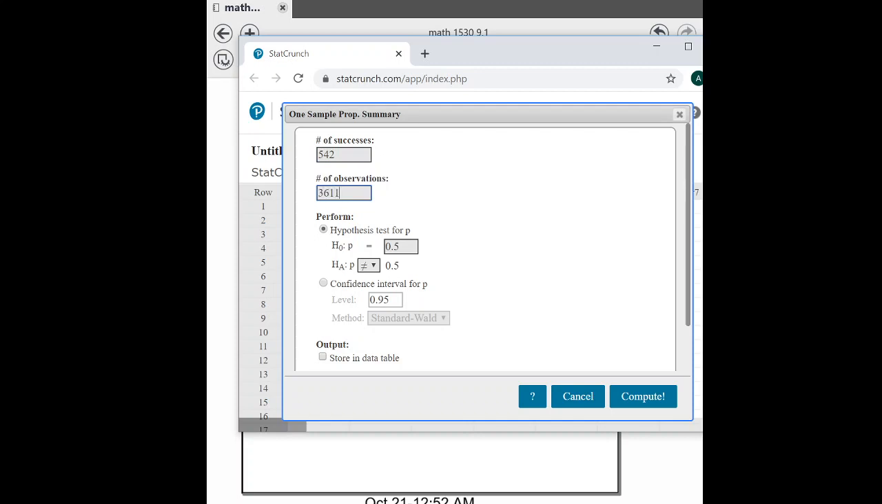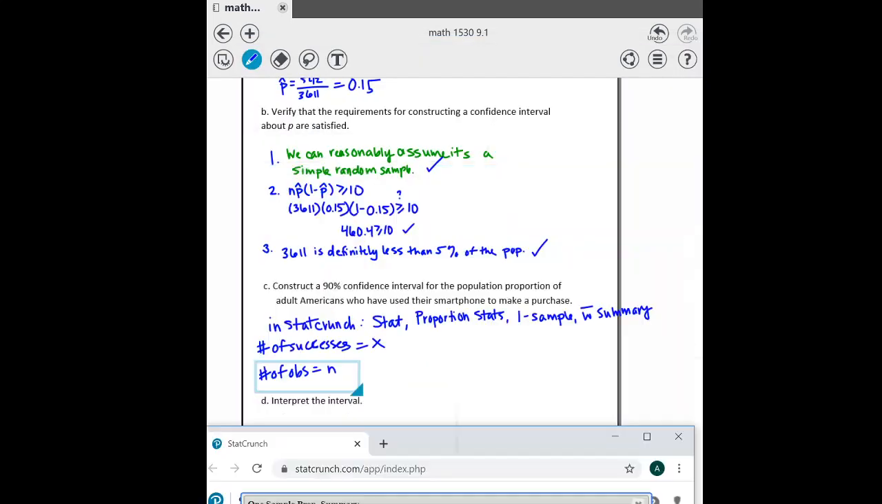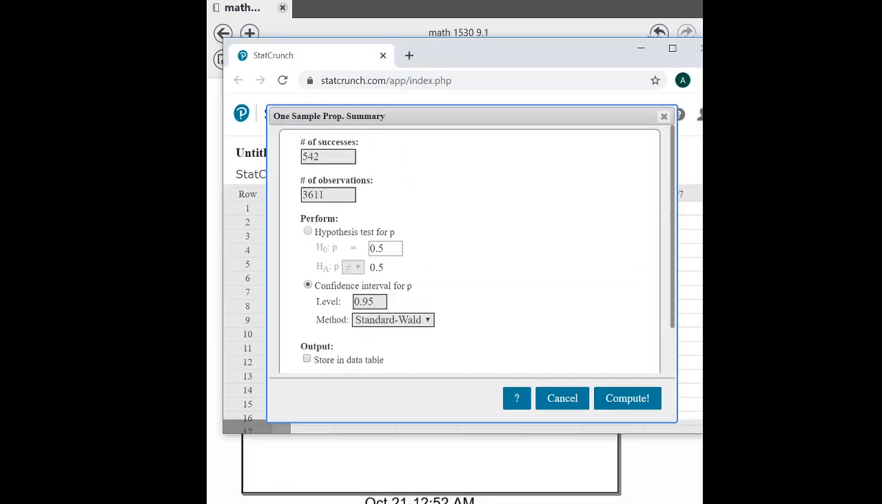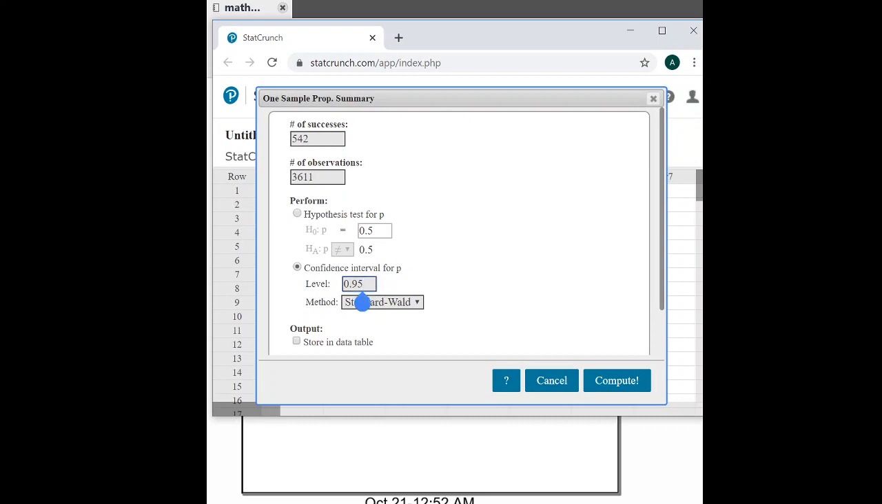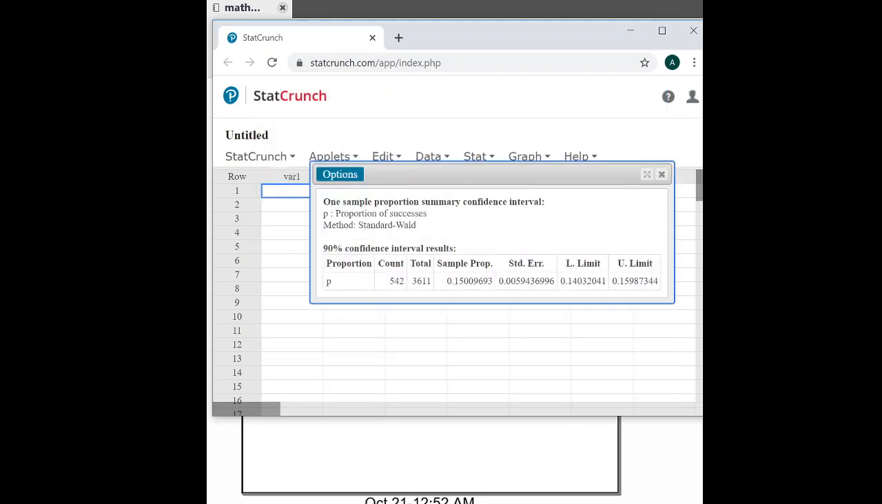Now, we've got this pulled up. You have two choices. It says perform. What do we want StatCrunch to perform? The first option is a hypothesis test. We're going to use that in Unit 4. We're not there yet. But the second option is confidence interval for p. That's what we're trying to do, so we're going to choose that second bullet there. We need it to do a confidence interval, not a hypothesis test. And then our question asked for 90% confidence. So right here under level, we're going to change that to 0.90 because we want 90% level of confidence. And then push compute. Woohoo!